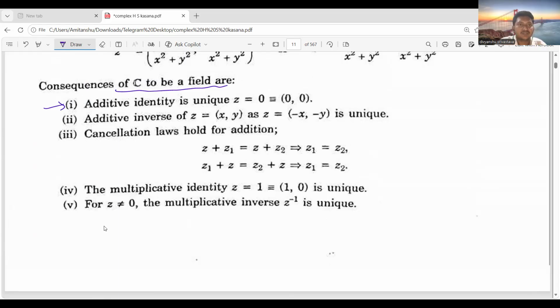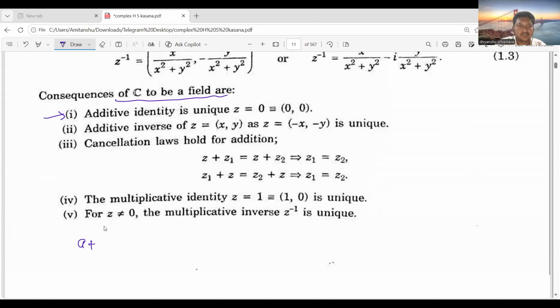Identity. So in the group section you already studied, what is your additive identity? When you have an additive identity, take one element A and the second one is 0. You get A. Here, 0 is your identity, and here we say that the identity is unique. So Z is equal to 0, and here it is (0, 0), right?